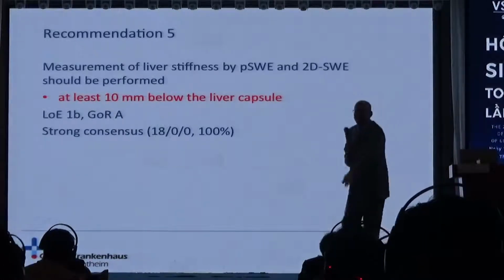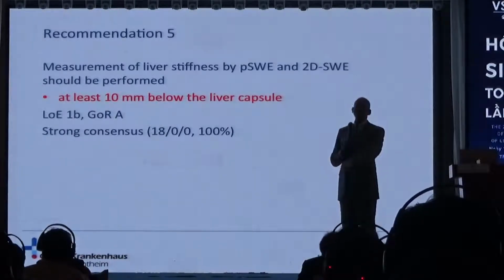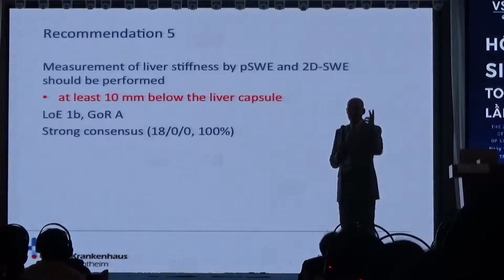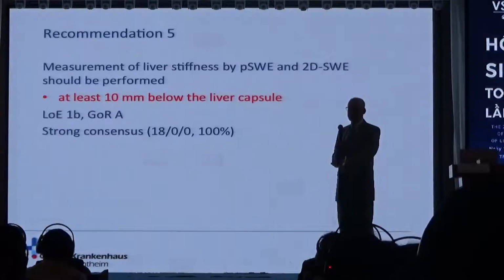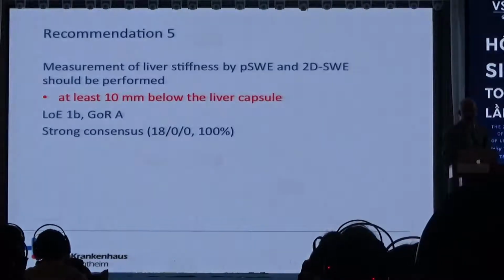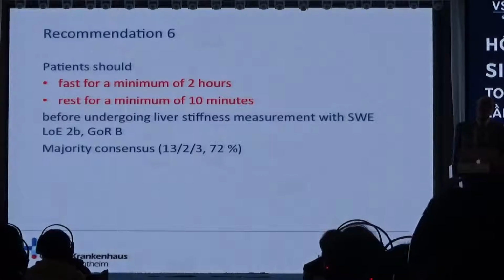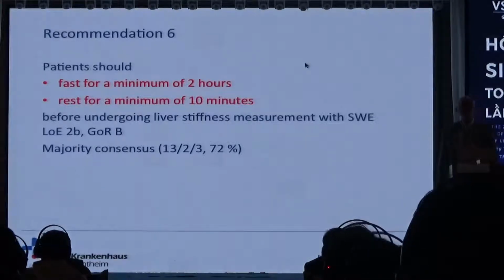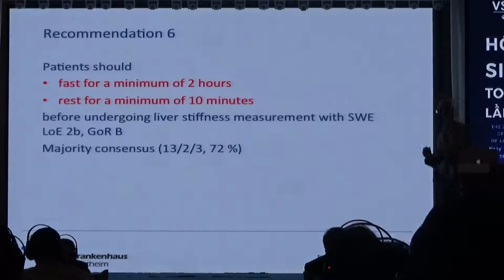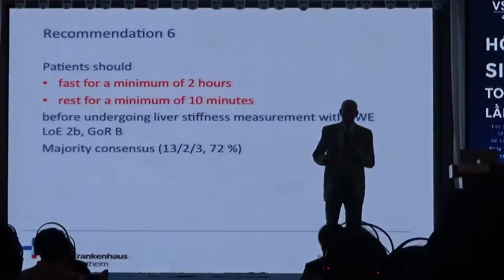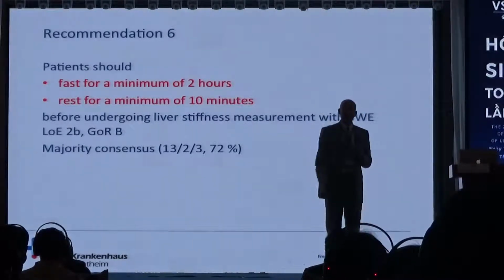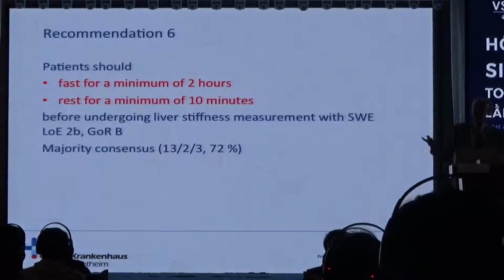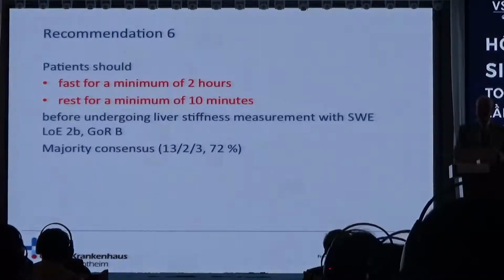Don't measure deeper than 6 centimeters below the liver capsule, because the values will be lower. I showed you that shear wave elastography has attenuation in depth, so the values will be worse. Go for a fast of at least 2 hours, 3 or 4 might even be better, and a rest of 10 minutes. If you come from jogging or some exercise, there might be increased pressure and congestion of the liver, and you might have too high values, an overestimation. So rest is recommended and a fast is recommended.